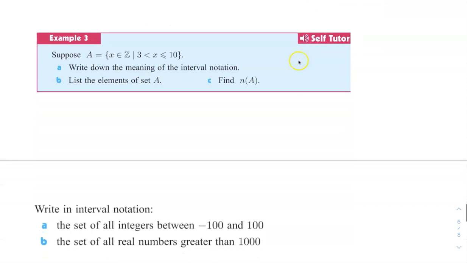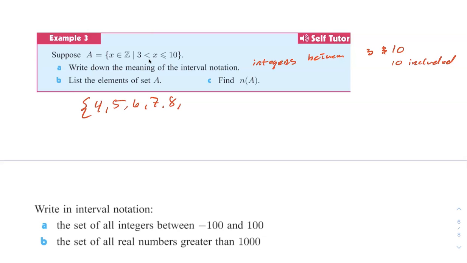So let's do a few examples. Write down the meaning of this interval notation. x is an element of Z such that, so it's an integer, all numbers between 3 and 10, where 10 is included and 3 is not included. So it's the integers between 3 and 10, 10 included. Generally, we write that out. So list the elements of set A. Again, remember it's integers from 3 to 10. Now remember 3 doesn't count because it'd be bigger than 3. So 4, 5, 6, 7, 8, 9, 10. Those are all the elements of my set here.